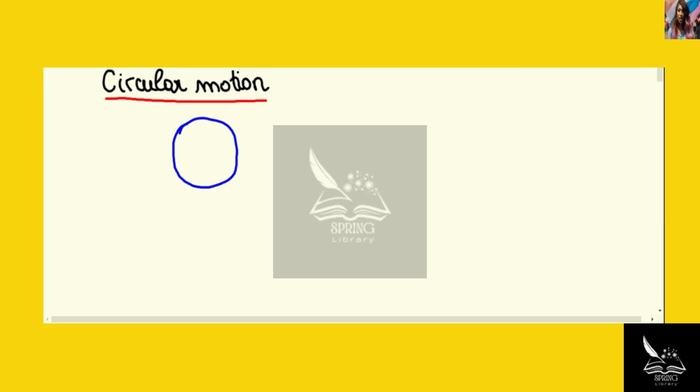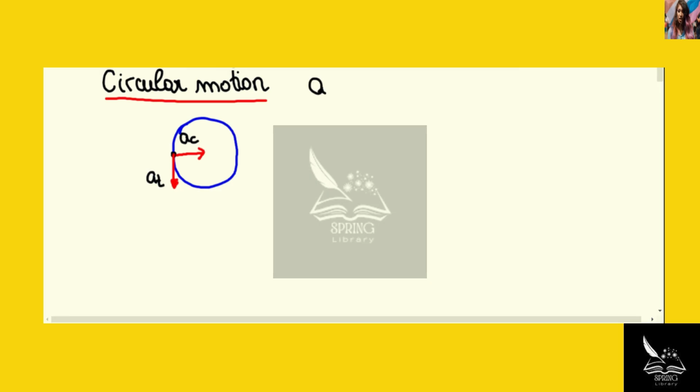When we're talking about a circular motion, we have a particle that undergoes a circular trajectory, and the acceleration of this particle can be decomposed into two components. The first one is radial, meaning that it points towards the center of the circle of the trajectory, and this is called the centripetal acceleration. And we also have the tangential acceleration that is tangential to the curve.